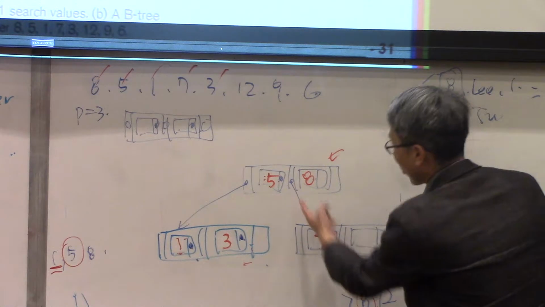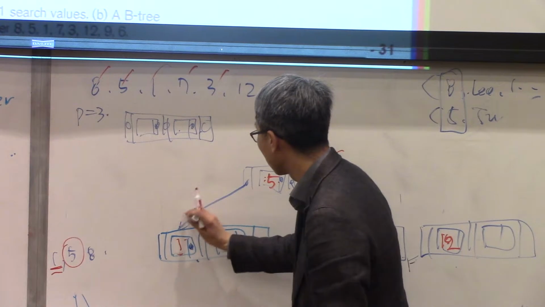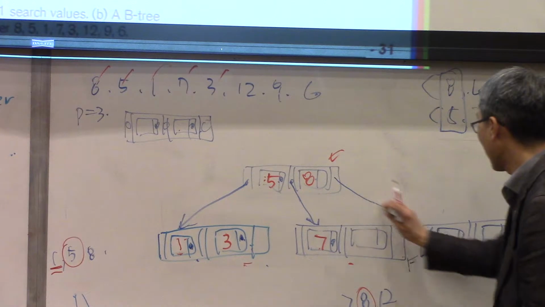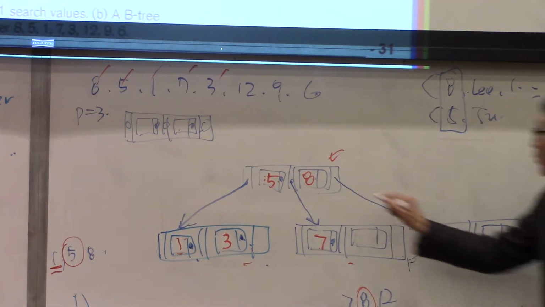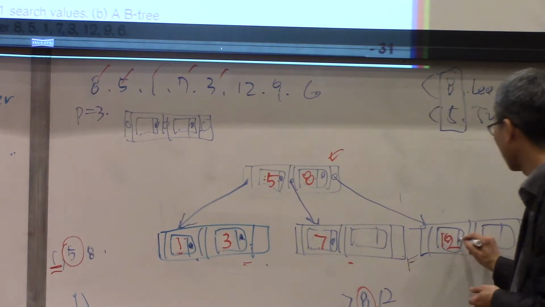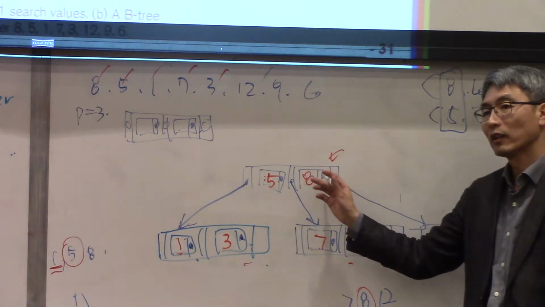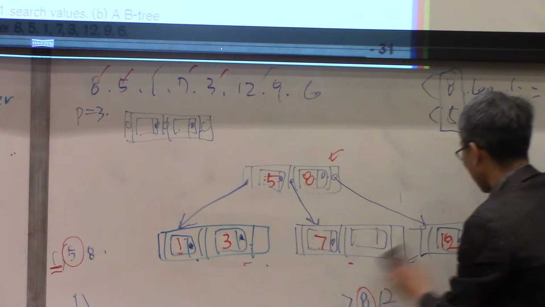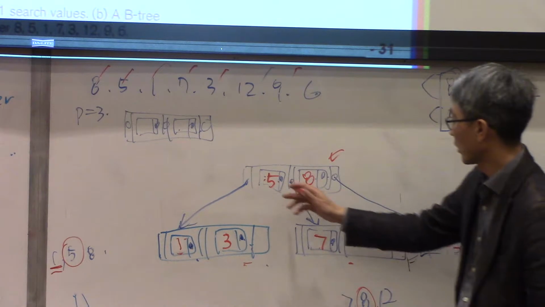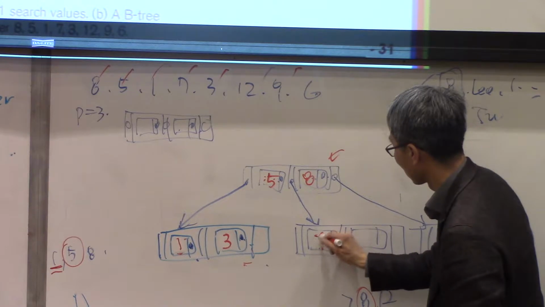So check all the child nodes. Equal or less than 5 goes here, bigger than 5 and equal or less than 8 goes here, bigger than 8 goes to here. And don't forget the data pointer, data pointer, data pointer. 12 is done. 9. 9 is bigger than 8. We have space. So 9, 12. And 6. Bigger than 5, less than 8, we have space. So 6, 7.